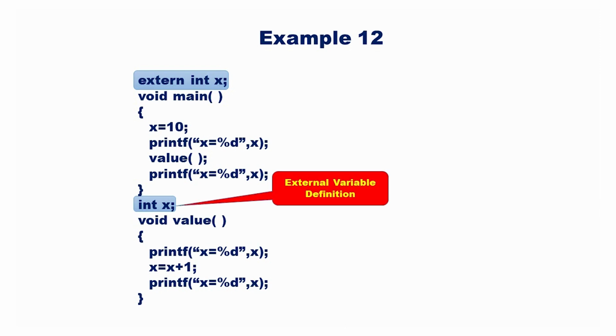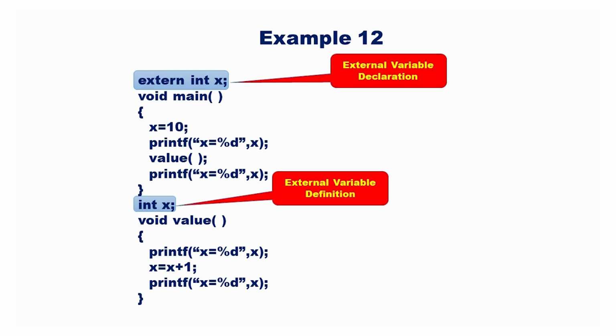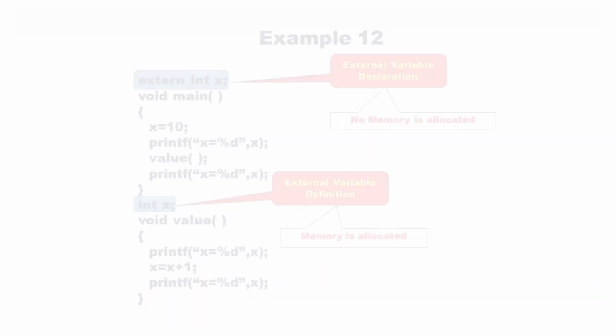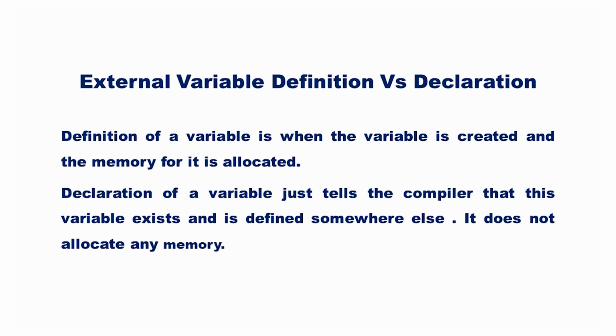Int x is external variable definition and extern int x is external variable declaration. Memory is allocated during external variable definition. No memory is allocated during external variable declaration. Definition of a variable is when the variable is created and the memory for it is allocated. Declaration of a variable just tells the compiler that this variable exists and is defined somewhere else. It does not allocate any memory.